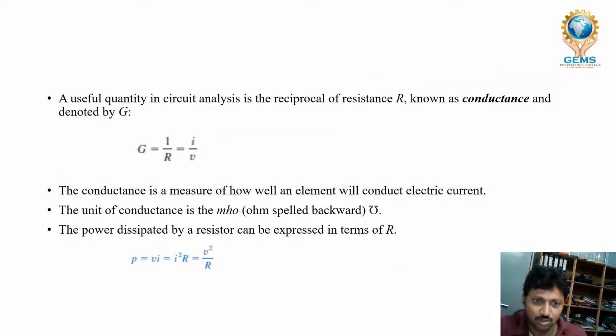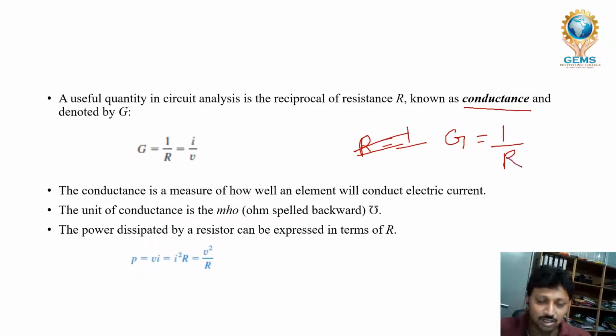Next, here you see one more term, the conductance. Conductance means the reciprocal of resistance is called conductance. So you see that this is the equation. Conductance is equal to 1 by R. 1 by R is equal to 1 by V. I will tell you how you got this.